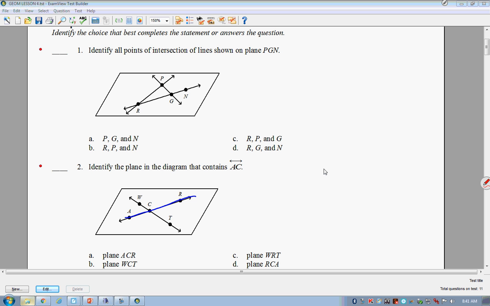WRT, okay, it intersects and they're non-collinear, whereas RCA is also that same line. So we would want WRT to be 3 non-collinear points that identify a plane that line AC is also on. Okay?